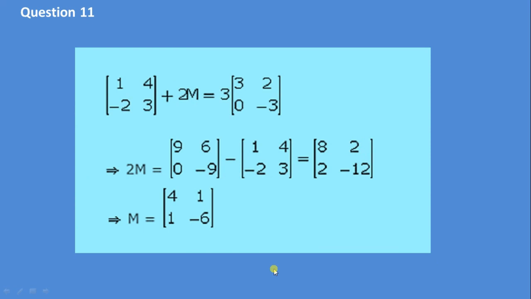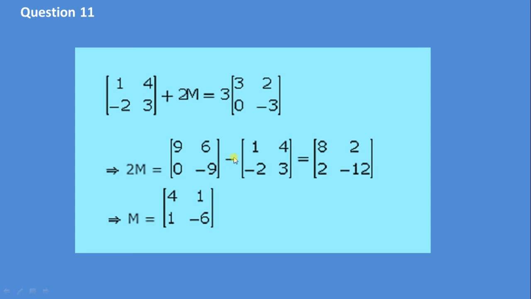It is given that 1, 4, minus 2, 3 plus 2M is equal to 3 into the given matrix, we need to find the matrix M. Proceed in a similar way, children. As I need M, let me keep 2M as it is. On the right hand side, multiply this 3 into the given matrix. It results as 3 3s are 9, 3 2s are 6, 3 0s are 0, 3 into minus 3 is minus 9.